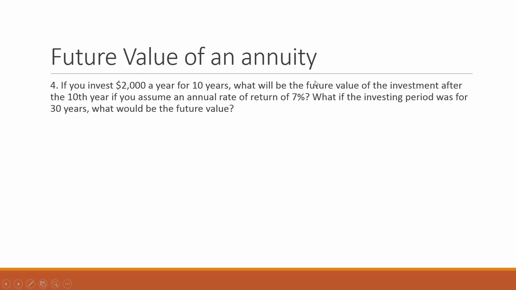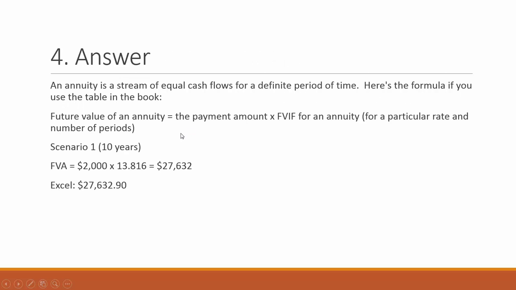Try to recognize it in this description here. It says if you invest $2,000 a year for 10 years, see that? $2,000 a year for 10 years, that's an annuity. Specific period of time, a specific amount per period. Okay, so you invest $2,000 a year for 10 years. What will be the future value of the investment after the 10th year if you assume an annual rate of interest of 7%? And then what if the investing period was for 30 years? What would be the future value? I think I'm just going to do the first one with you.